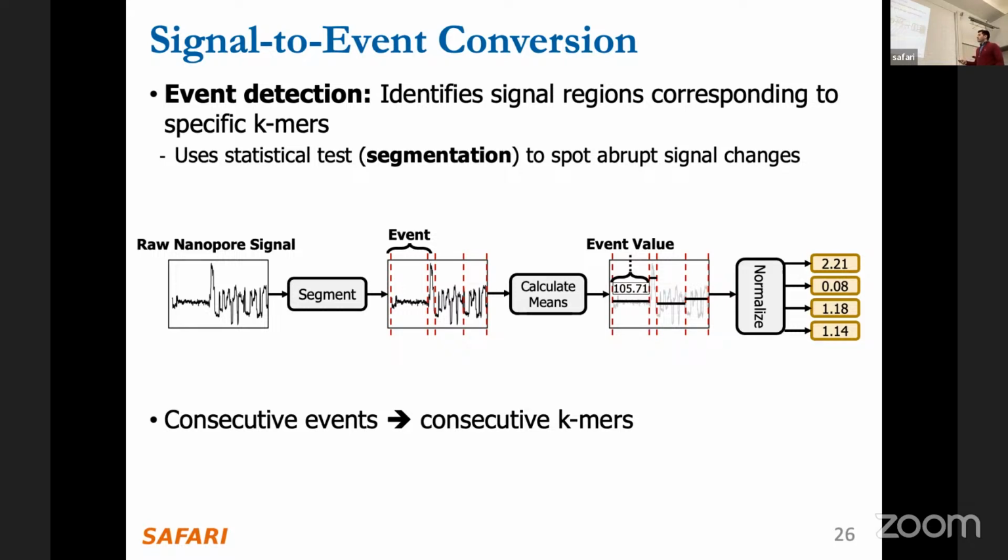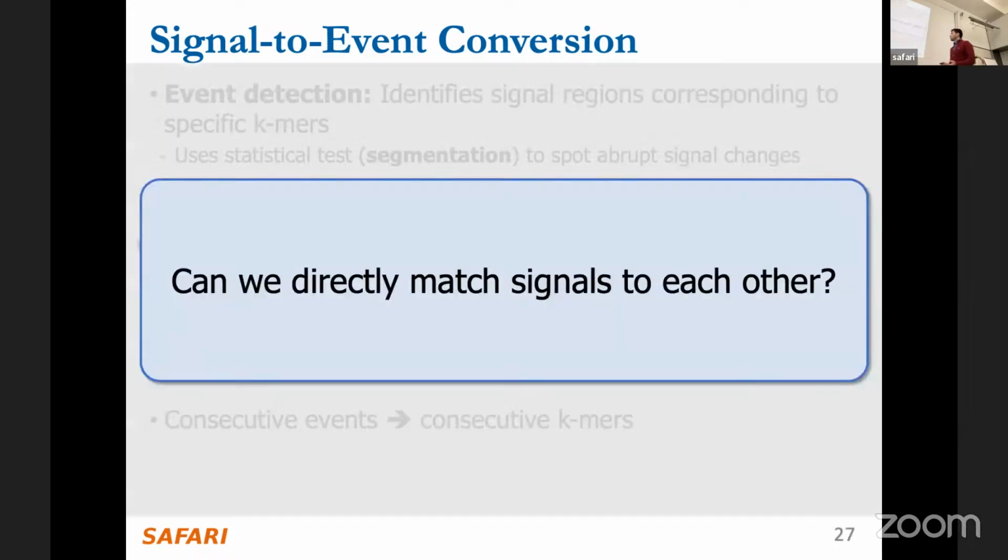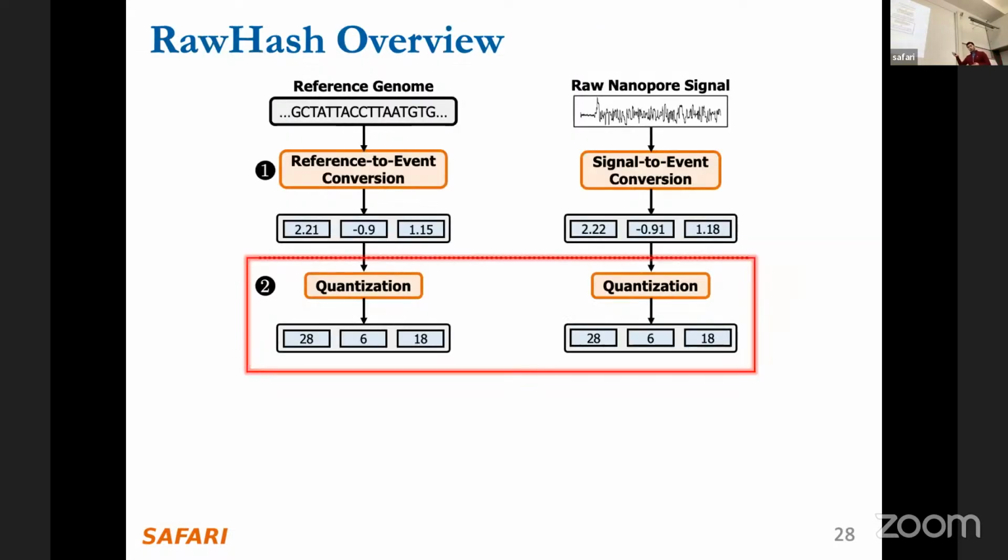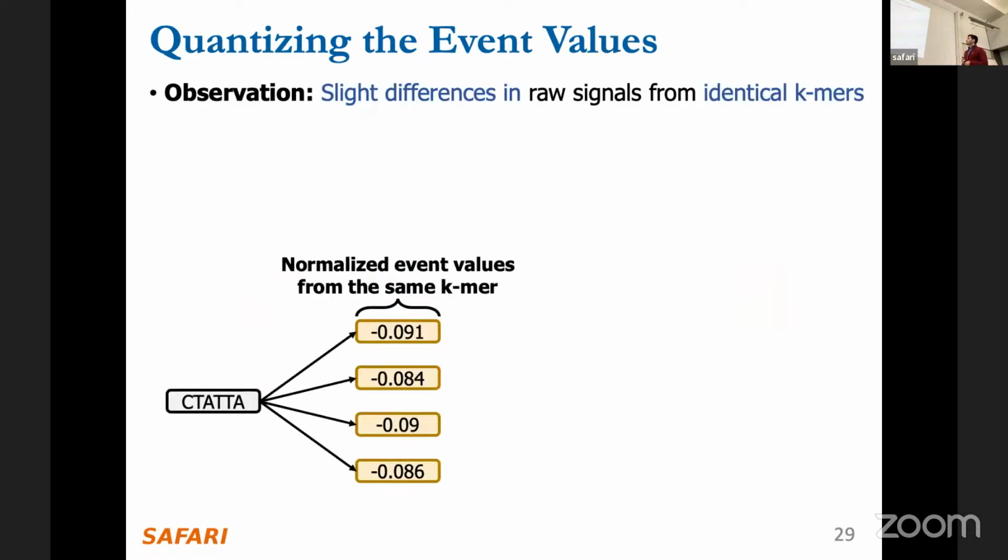So this means that we now have consecutive events, meaning perhaps we now have consecutive k-mers similar to the reference genome. But the question is, can we now directly match these signals to each other so that we can identify the matches? To explain this, I'll cover the quantization mechanism.